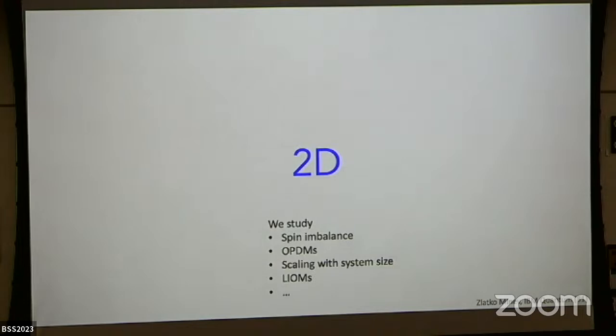Now, in the interest of my 5 minutes left here, let me illustrate how this scales to 2D. 1D is nice and interesting, but mostly it's a playground where we can simulate everything classically. 2D gets a little harder. And we did all the same things. We studied spin imbalance, OPDMs, scaling with system size, and finally LIOMs.